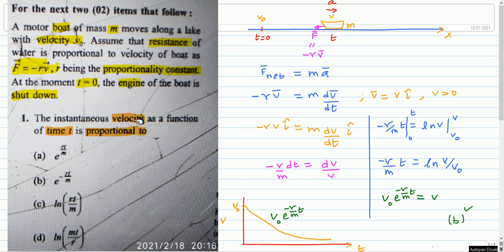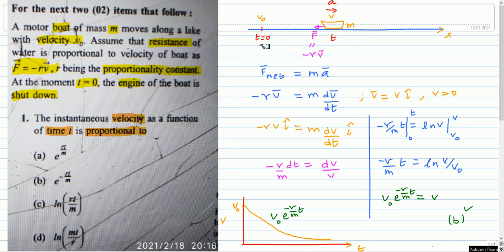The instantaneous velocity as a function of time t is proportional to, four options are given, so you have to find how the velocity is changing with time. The initial velocity is v0, and after that the resistive force is acting and the engine is shut down, so we will expect that the velocity will decrease with time because of this resistive force of the water. So this is the schematic of the situation.